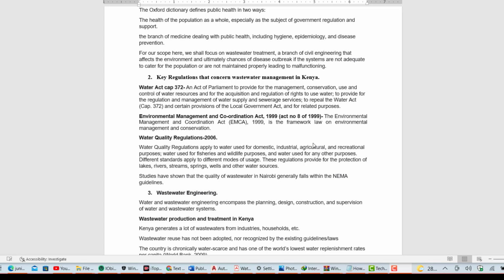So studies have shown that the quality of wastewater in Nairobi generally falls within NEMA guidelines. But these water users, or even wastewater companies, the ones that deal with transportation and even abstraction of these wastes, they don't do frequent testing.